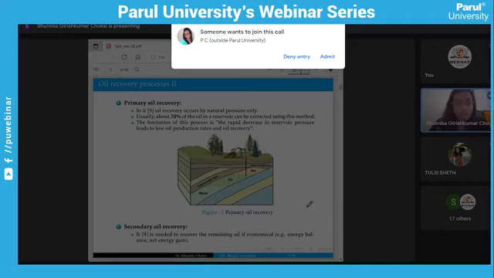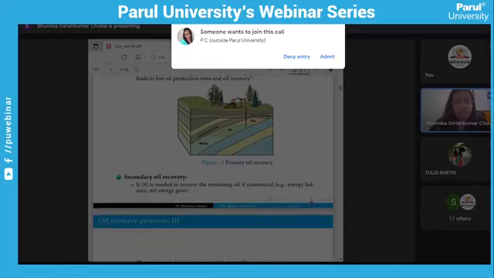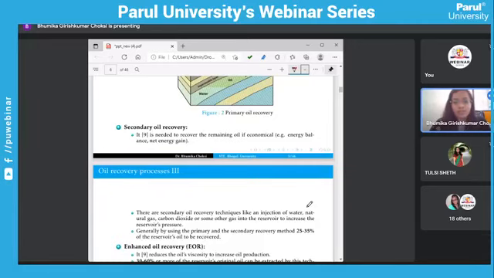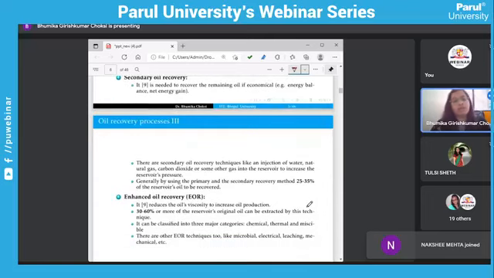In that, we can inject different things like water or natural gas or carbon dioxide or any other gases to extract the remaining oil. And by this injection process, we can get only 25 to 35% of the remaining oil. After that, the last process is the enhanced oil recovery process, or tertiary oil recovery process.